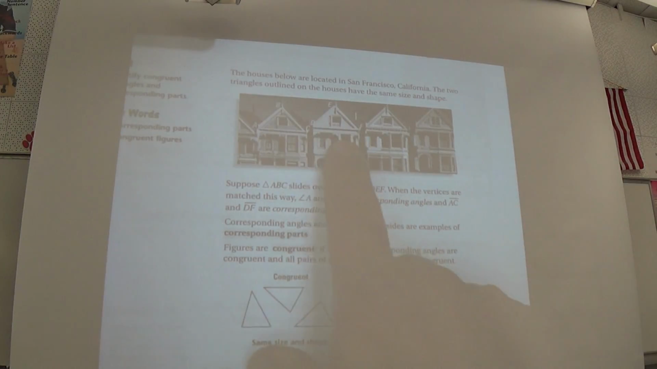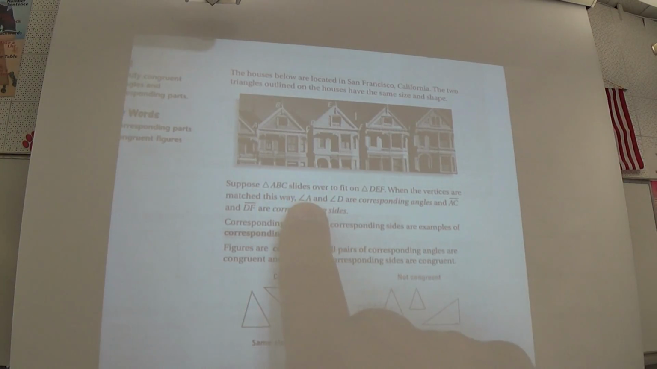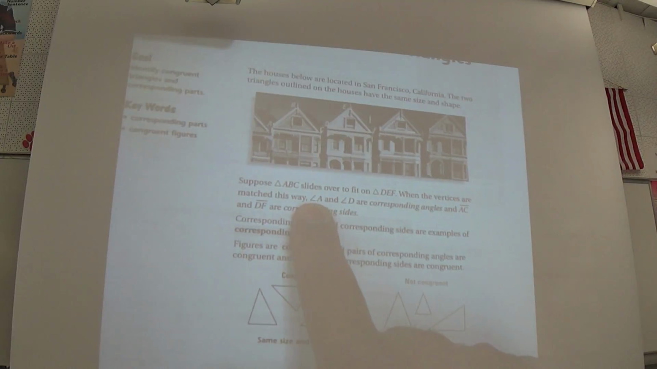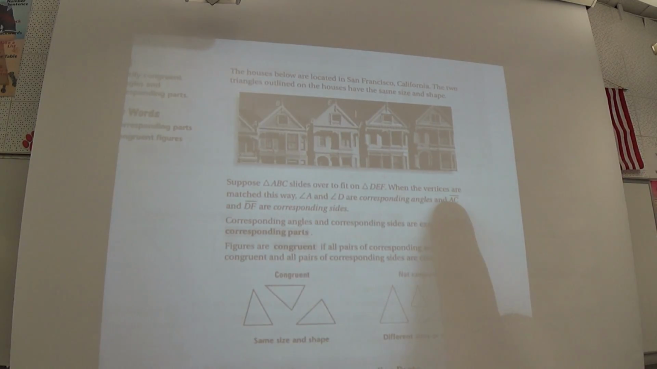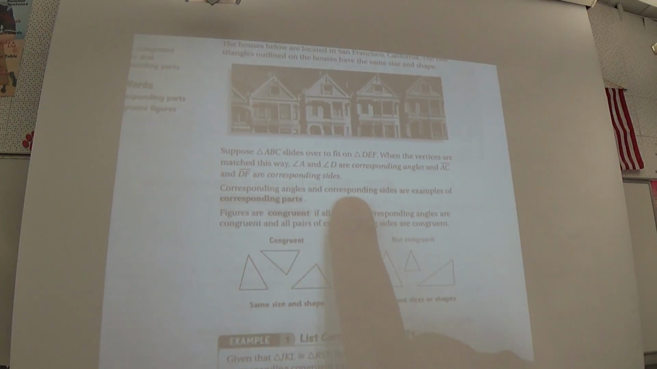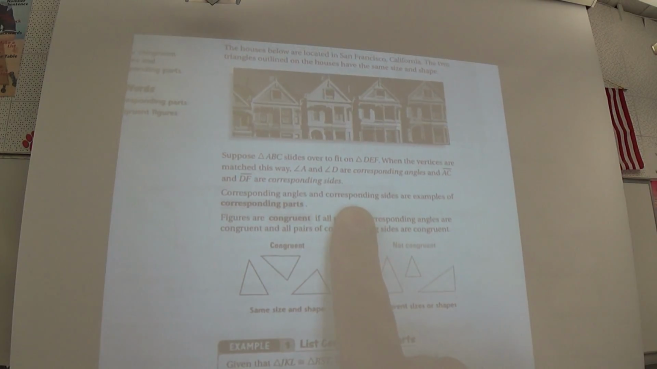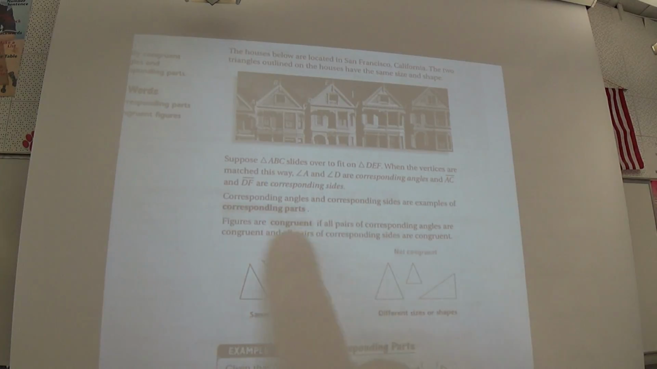Remember, when you're talking about angles, you always use the angle symbol before you mention which angle you're talking about, because that's shorthand for angle A. And when you're talking about sides, you want to make sure that you're using the line segment symbol over the top of the two letters that you're referring to, AC, okay, or DF. Corresponding angles and corresponding sides are examples of corresponding parts.